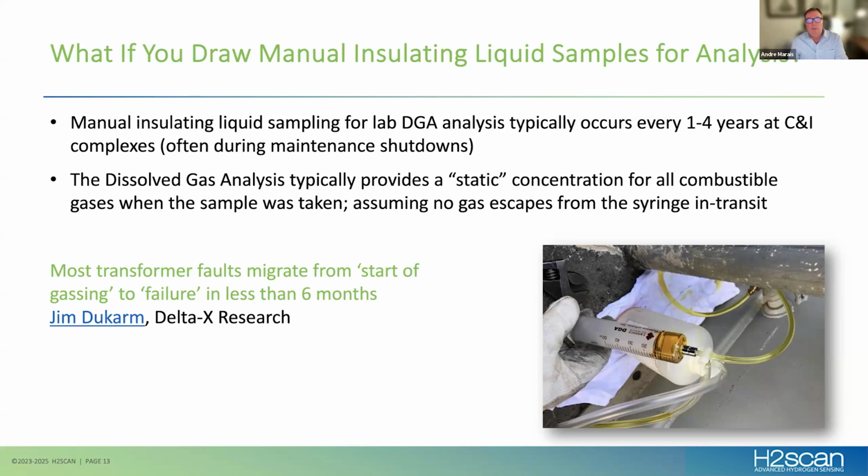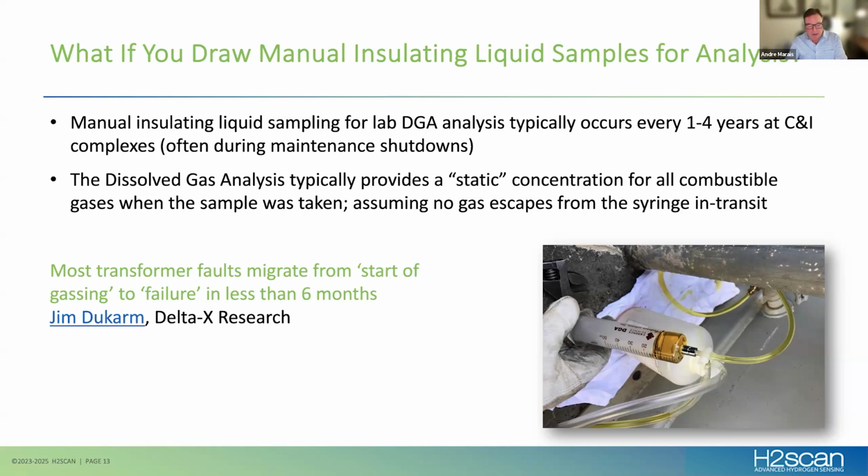Manual sampling, in other words, drawing of the insulating liquid and sending it to a lab for dissolved gas analysis, is the norm and historically has been adequate. But it provides a static concentration of all the combustible gases when the sample was taken. And that assumes no gas escapes from the syringe in transit, that you've done that right and used the right containers. But it is a static measurement.